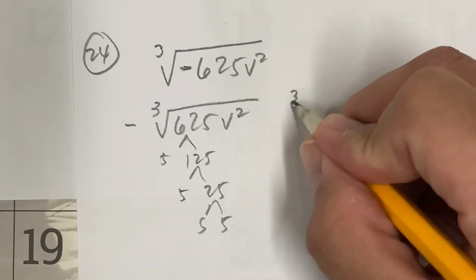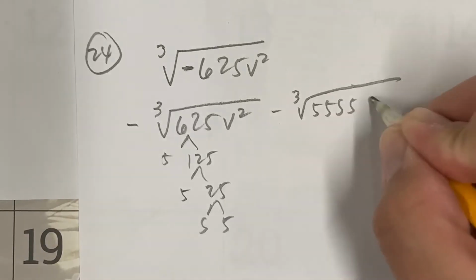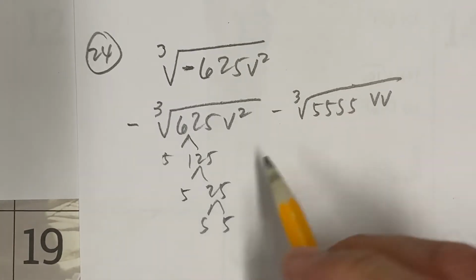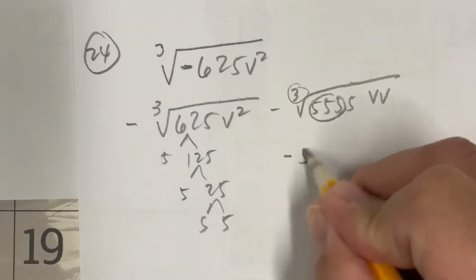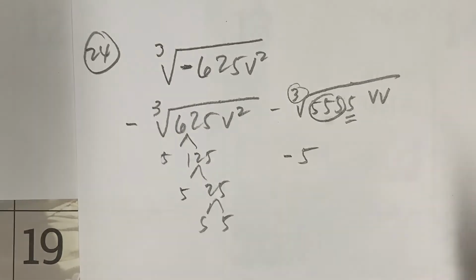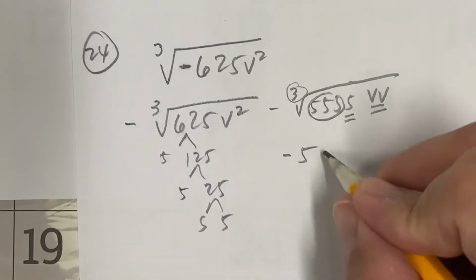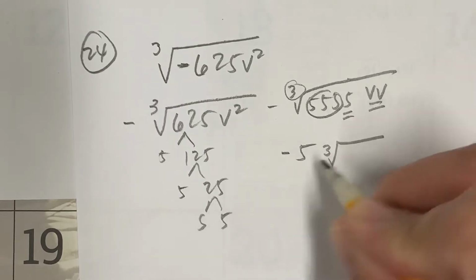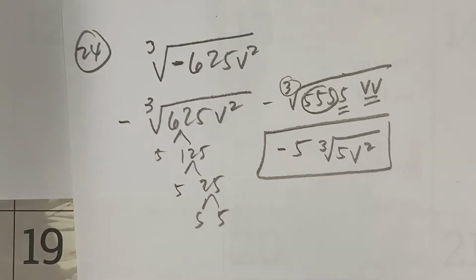So this becomes negative cube root of 5, 5, 5, 5 with b and b. And the index is 3, so there should be 3 there. So negative 5 now. There's no way you can make another group for 5 and for the b's there. So we end up with negative 5 cube root of 5b squared. Kaboom. Easy, right?